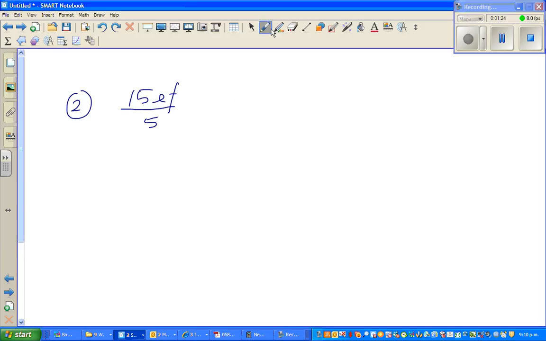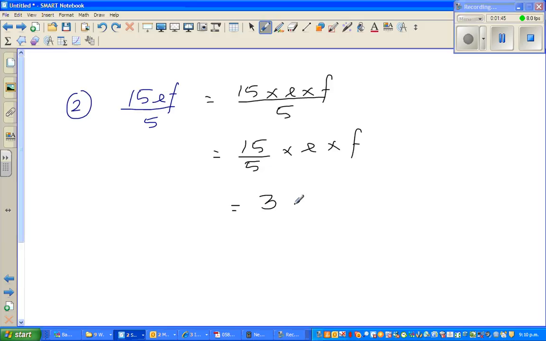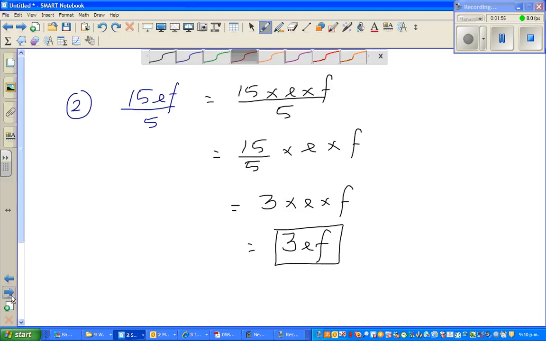Now here, let me use black. This is the same as 15 times e times f over 5. So this is the same as 15 divided by 5 times e times f. Now what is 15 divided by 5? That is 3, times e times f. So your final answer is 3ef. Just like that.